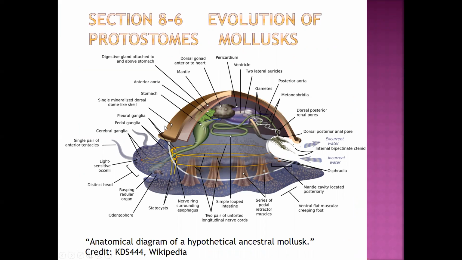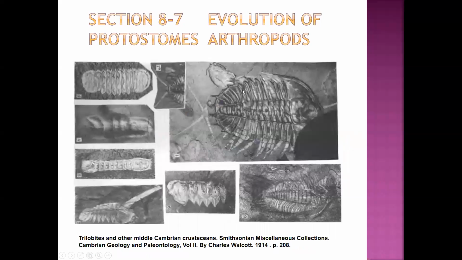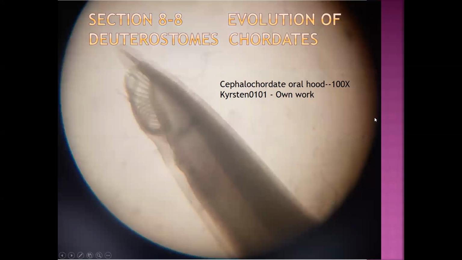It's not surprising, but mollusks show up first in the fossil record, probably because of their hard shell. And when I say first, I mean of the protostomes, the coelomates. So this is the hypothetical ancestral mollusk. And then we'll look at the arthropods, so crustaceans, which includes insects and so on.